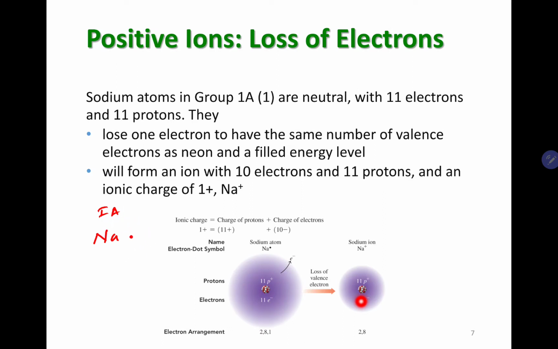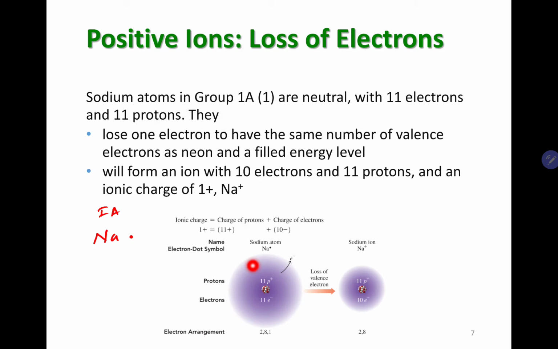So if you want to achieve the noble gas configuration, you have two options. You can either gain 7 more electrons and achieve the electron octet, or you can lose the one electron you have in the valence shell and then achieve the noble gas configuration. So which one is easier? Gaining 7 electrons or losing one electron? Of course, losing one electron is much easier than gaining 7 more electrons.